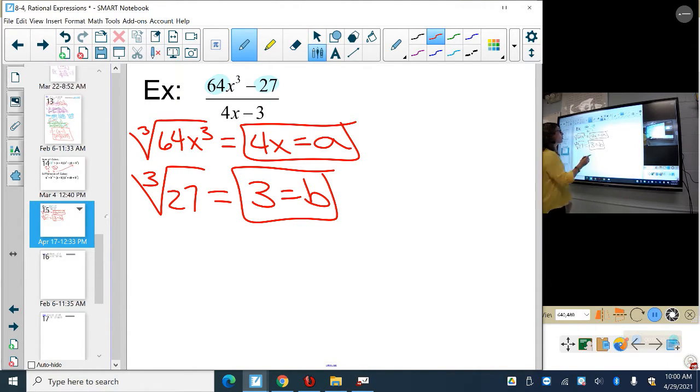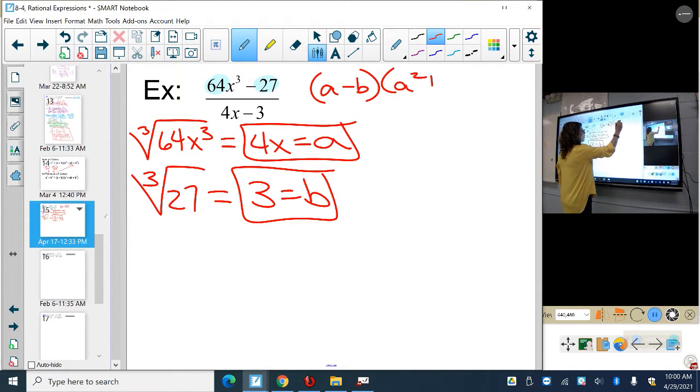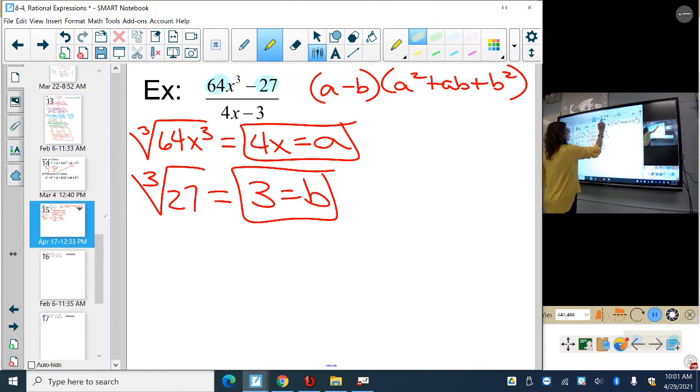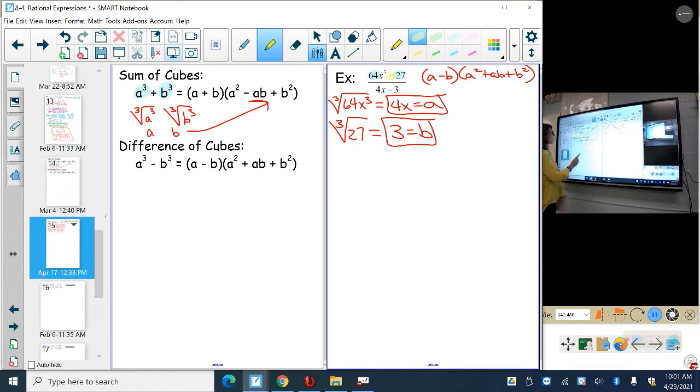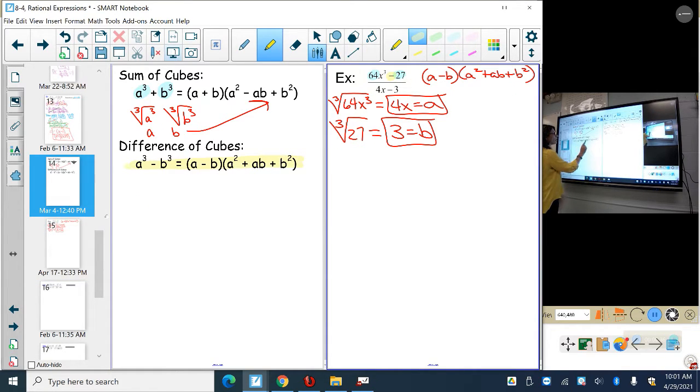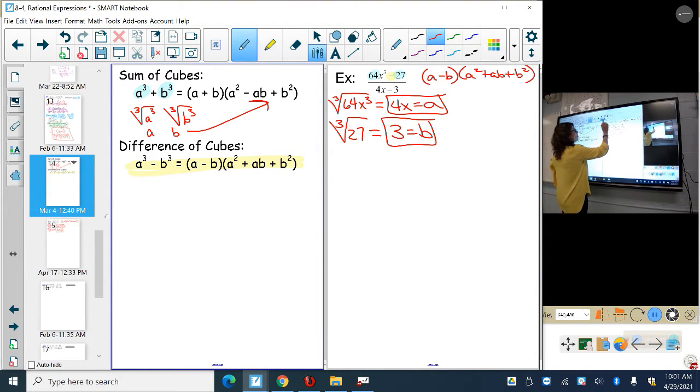So the formula that you're applying up here is going to be a minus b times a squared plus ab plus b squared. Why? Because these are attached by subtraction. And when they're attached by subtraction, you are using this formula right here. Okay? So let's go ahead and write that down.